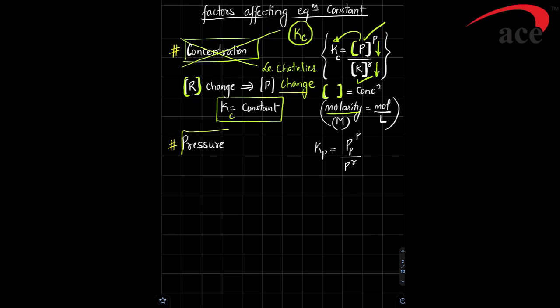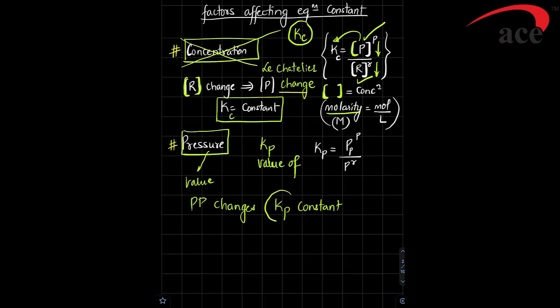Similarly, does partial pressure decide Kp? The answer is that partial pressure decides the value of Kp. But if partial pressure changes, does Kp change? The answer is no. Kp remains constant. So scientifically, we say pressure decides the value of Kp but does not decide Kp. Why? Because if partial pressure changes, Kp still remains constant.